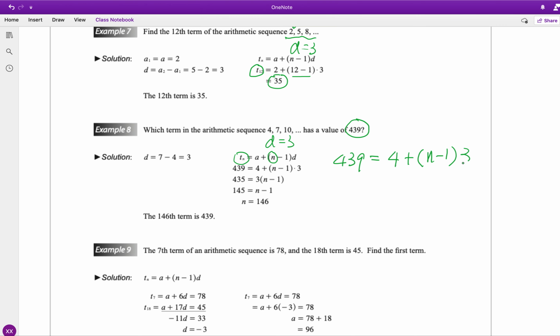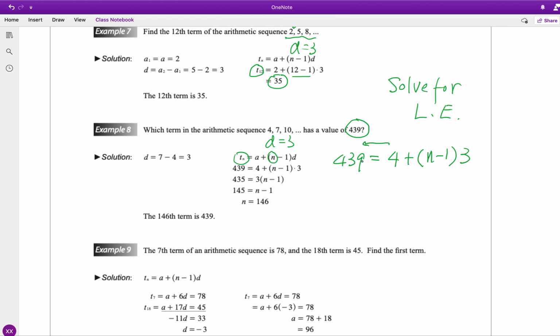d is 3. So this section, if you realize, is just solving linear equations again. As soon as you understand the definition of an arithmetic sequence, whatever the task is, you're basically just solving. So now, of course, you should be fairly fluent by now.